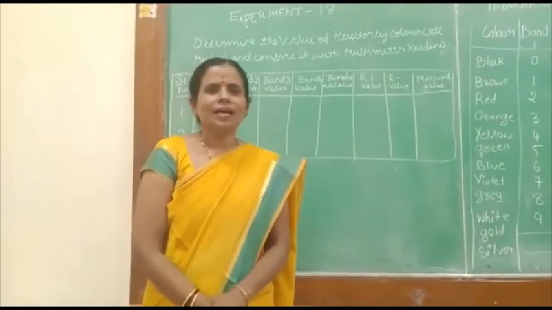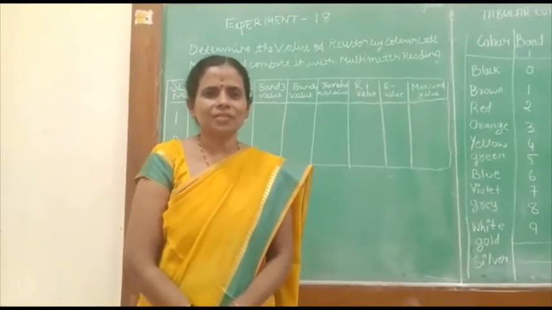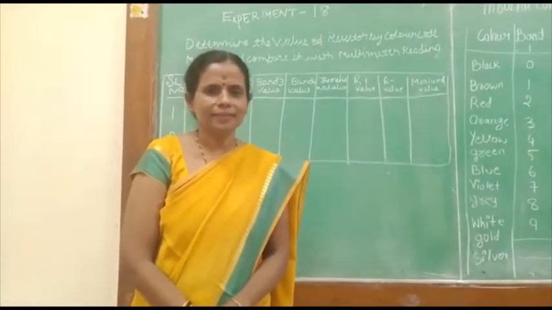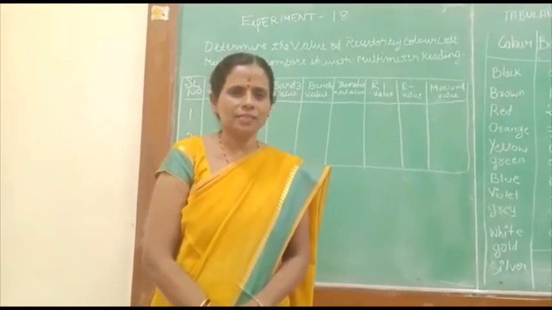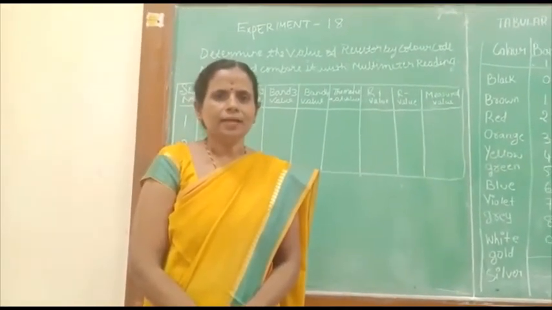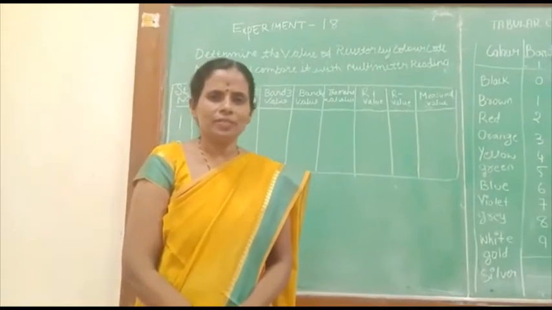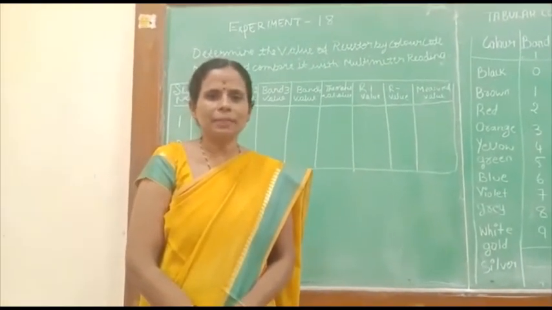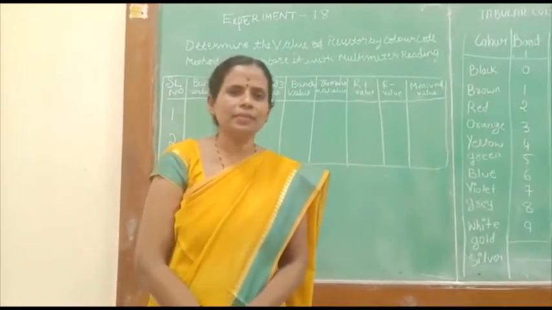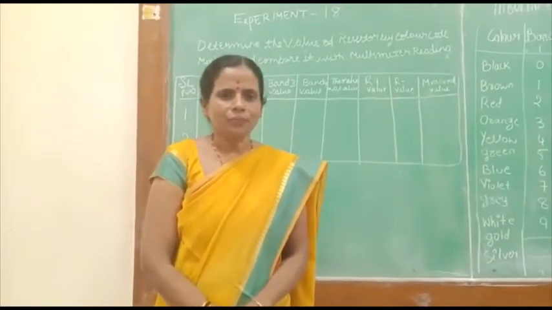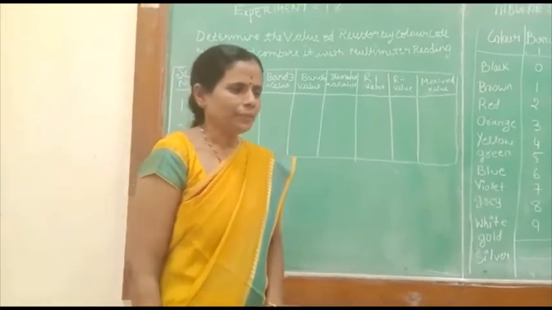Hello students, I welcome you all to the practical session, experiment number 18. In this experiment, you are going to determine the value of a resistor using the color code method, and you are going to find the value of resistance using the multimeter. Later we will compare the multimeter reading with the color code method value. So let us start our experiment.